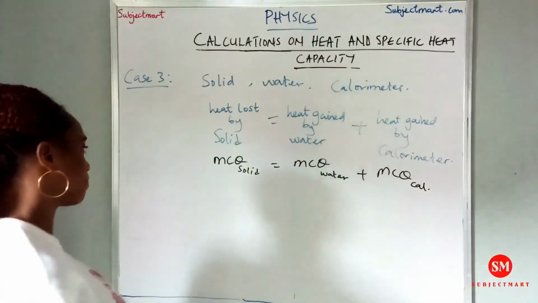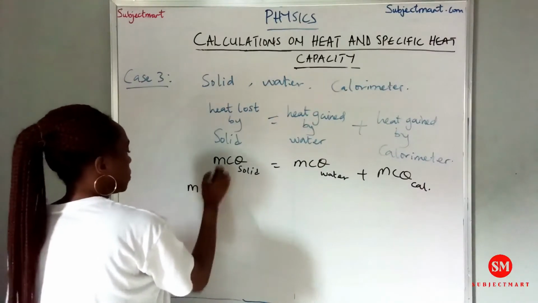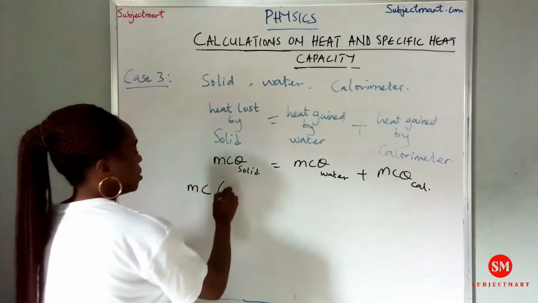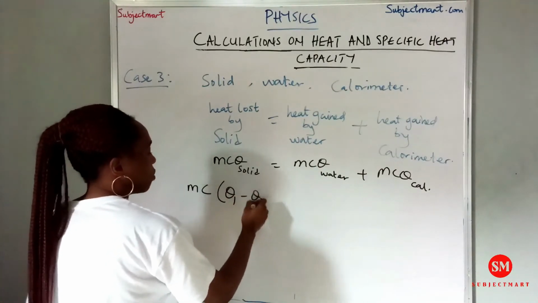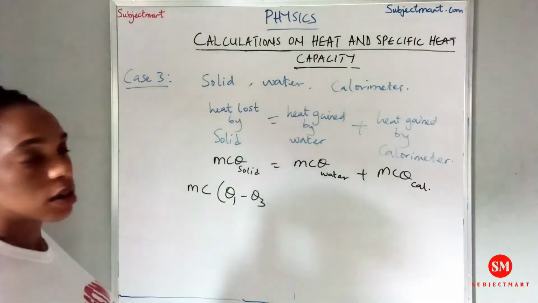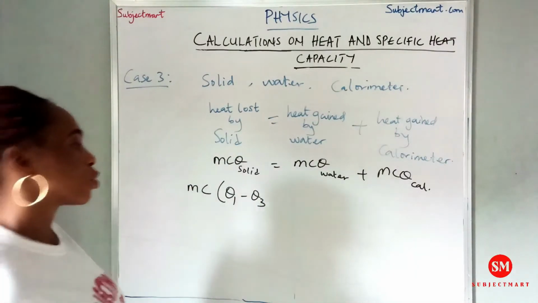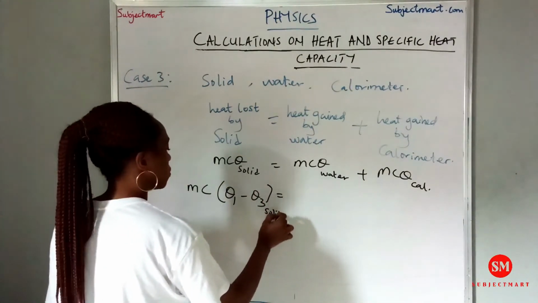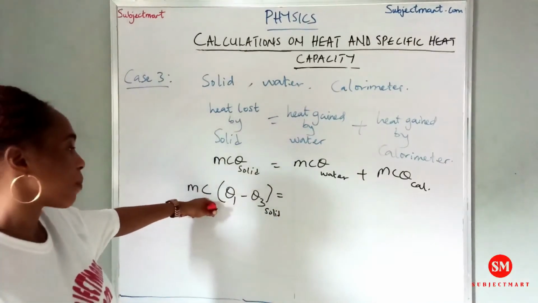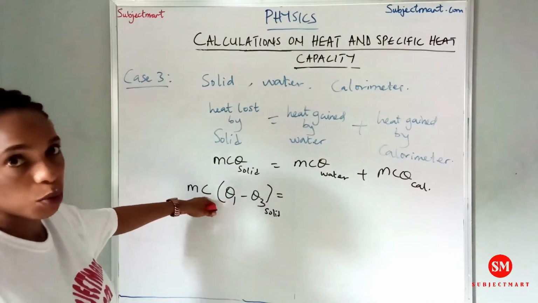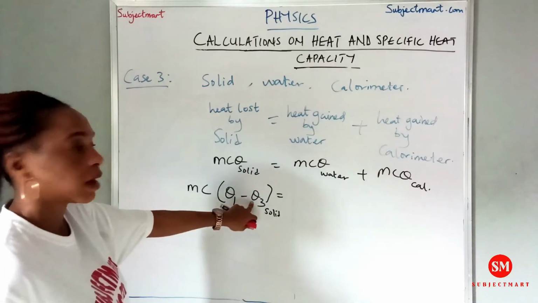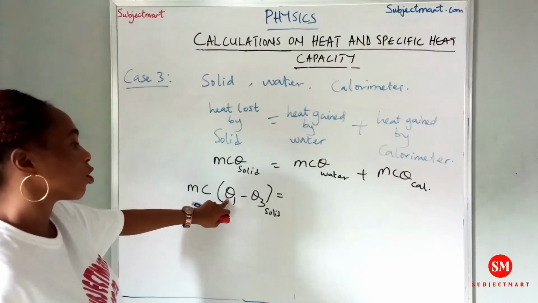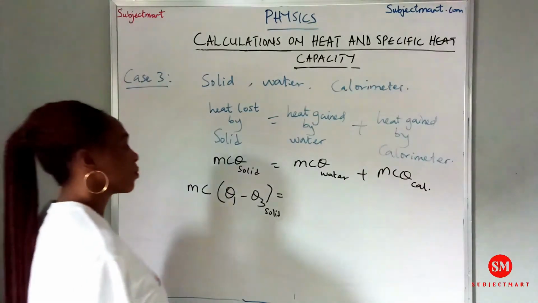Now let me break it down again. mc theta. The theta in this case is theta 1 minus theta 3. The c is the specific heat capacity of the solid, which will be given. So this is for the solid. The theta 3 is the final temperature of the mixture. Theta 1 is the temperature of the solid, which will also be given.